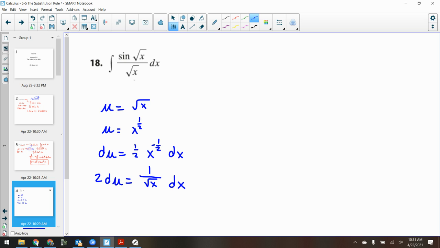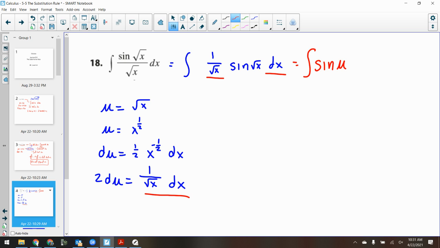Why do I do that? Because I see it within my original. Couldn't I rewrite my original? You don't have to do this step, but just to show you, isn't this really just 1 over the square root of x times sine square root of x dx? And now do you see in there the 1 over radical x dx? And that's equivalent to 2 du. So this means that I've got the integral of, remove all the x's, sine u times 2 du.